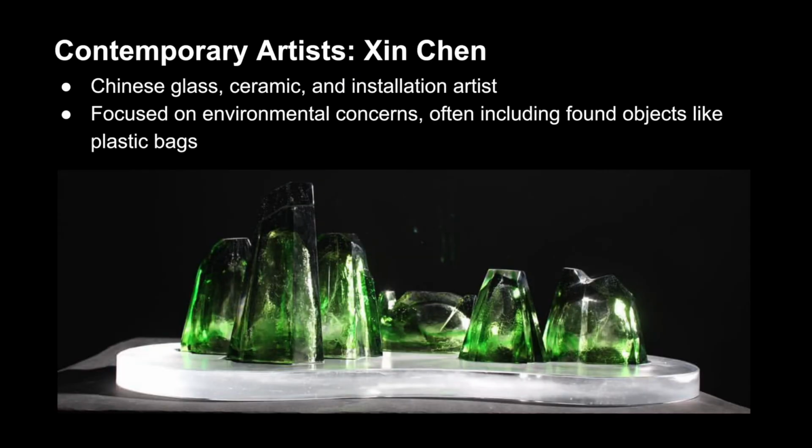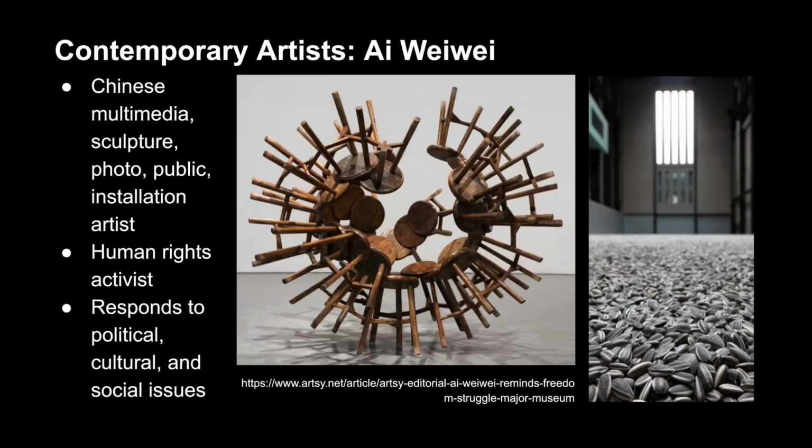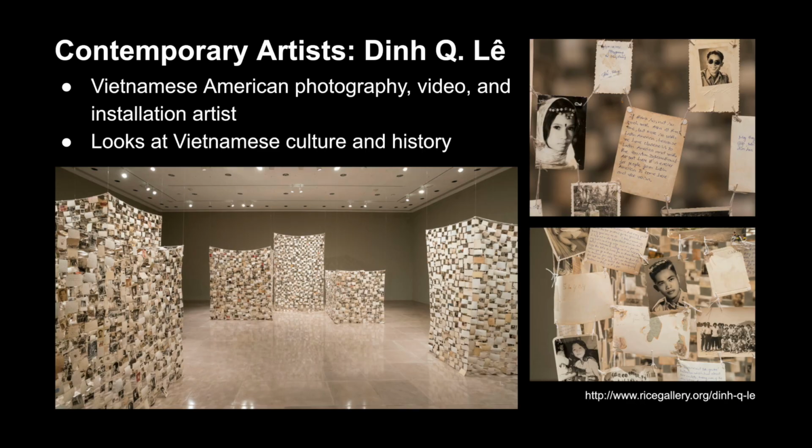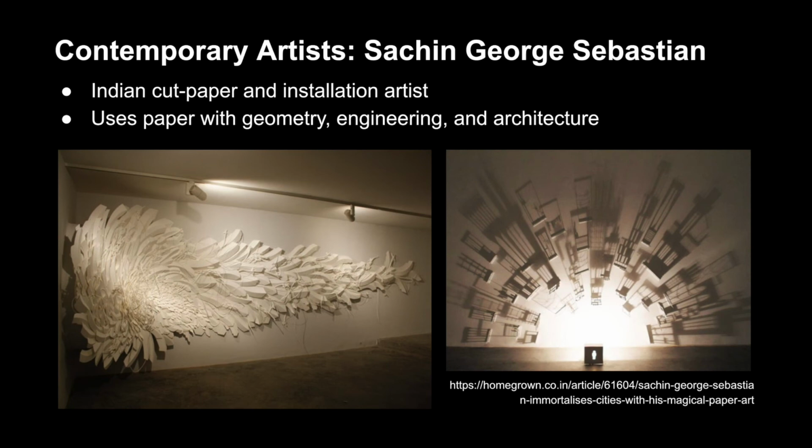Next we have a Chinese glass, ceramic, and installation artist. Her work is focused on the environmental concerns, often including found objects like plastic bags. Next we have a Chinese multimedia artist working in sculpture, photo, public art, and installation. He's also a human rights activist, responding to political, cultural, and social issues. This artist is Vietnamese American, working in photography, video, and installation. His artwork looks at Vietnamese culture and history. This is an Indian artist working with cut paper and installation. To create these sculptures, the artist has to use geometry, engineering, and architecture as it relates to paper.